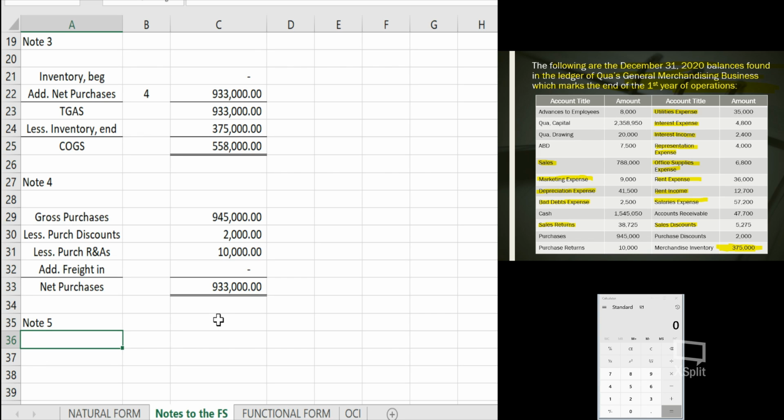Okay? So, if we're going to solve that, 41,000 total depreciation expense. Actually, hindi. Okay, kailangan ganito pala. Sorry, my bad. So, depreciation expense. Ayan. Okay? Depreciation expense will be how much?